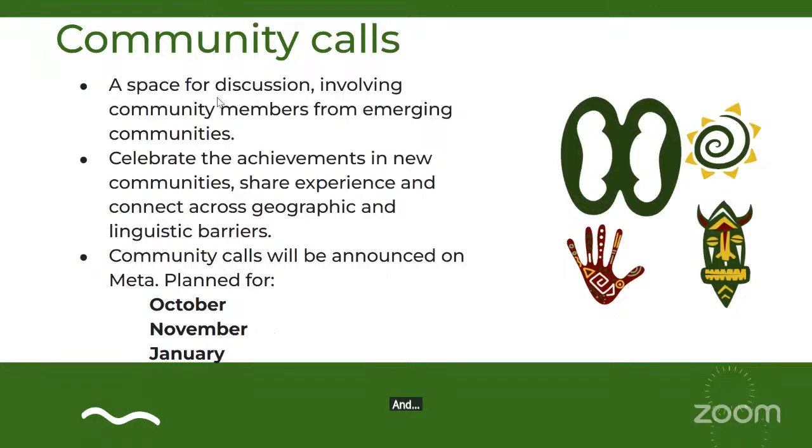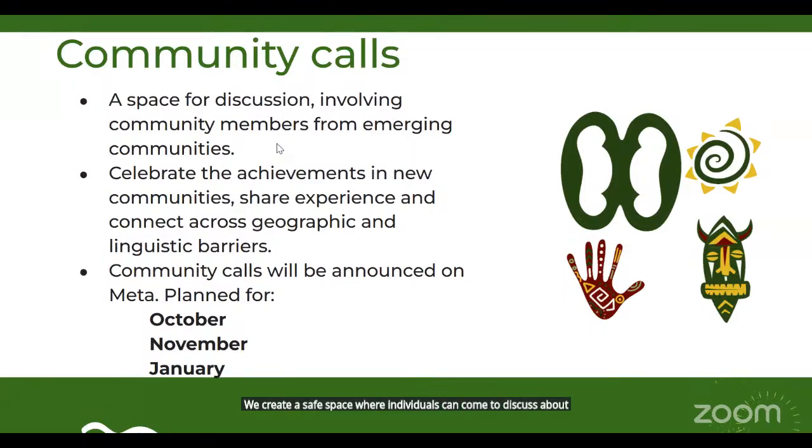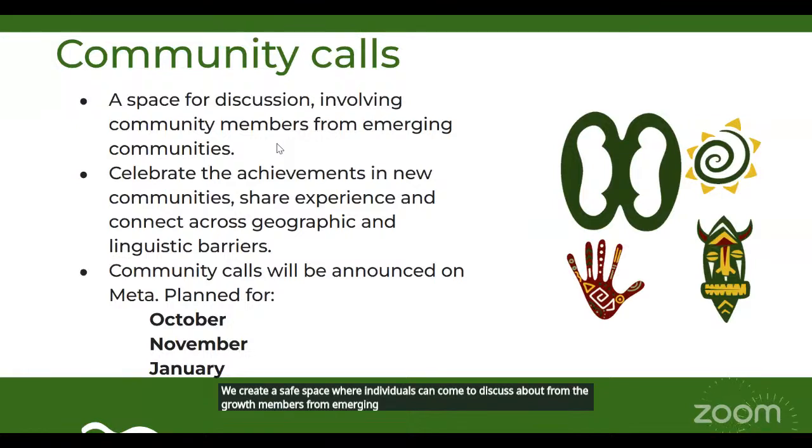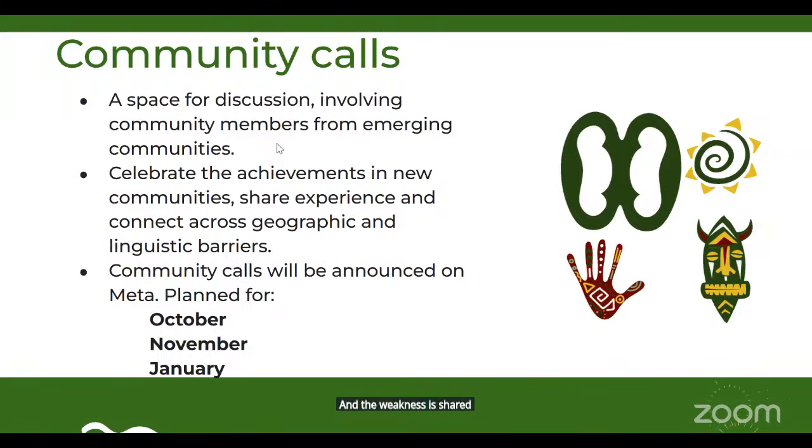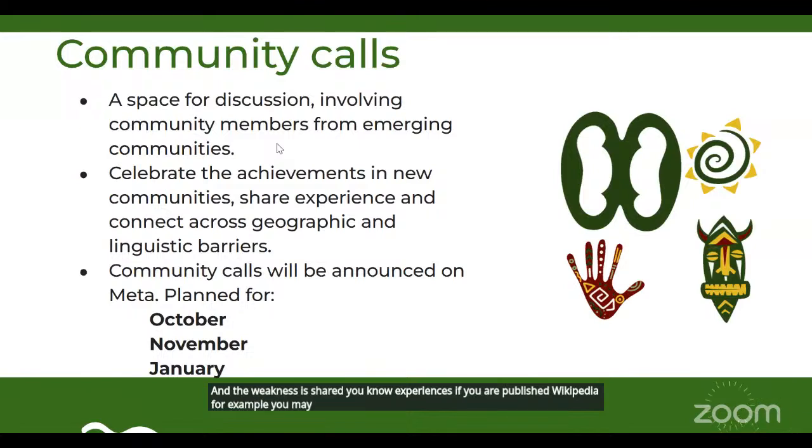With community calls, we create a safe space where individuals can come to discuss community growth. Members from emerging communities as well as existing communities can share their ideas together. We connect communities together to learn about each other's strengths and weaknesses, and share their experiences. If you are a published Wikipedia, for example, you may have specific skills that you can transfer to other emerging communities who can also learn from your experience. So those are some of the things that we do during our community calls.